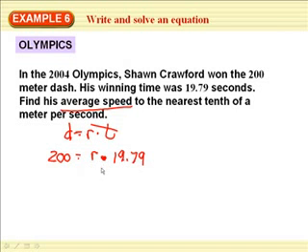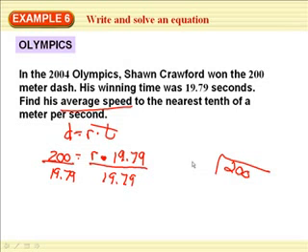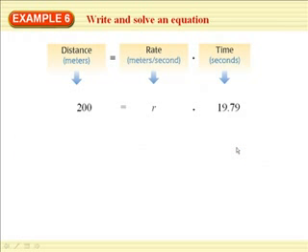How do you solve an equation if it's times? We want to get rid of that, so we divide by 19.79. So 200 divided by 19.79, and I think I would use a calculator on that one. It says approximately 10.1 meters per second. I think we should put the slash probably instead. There's our distance formula. There's that dividing.